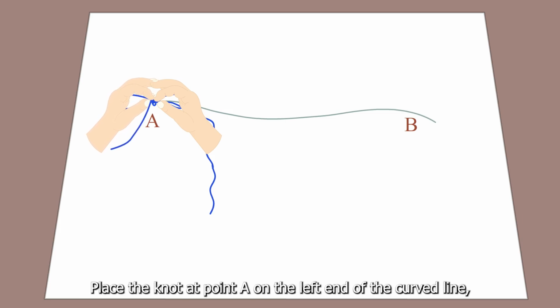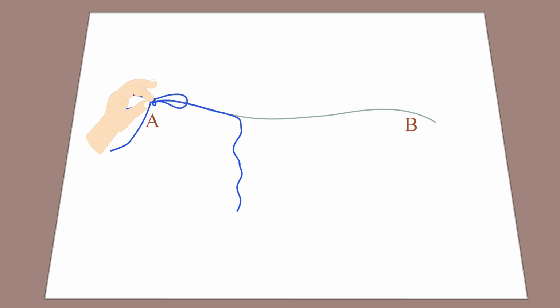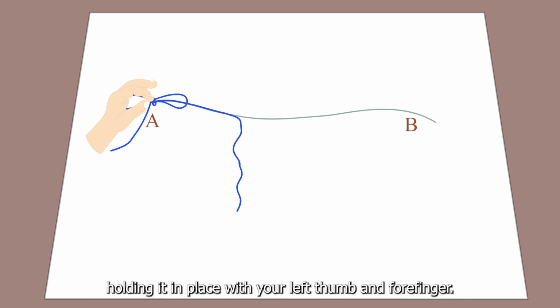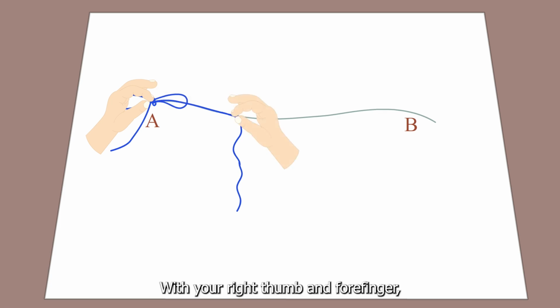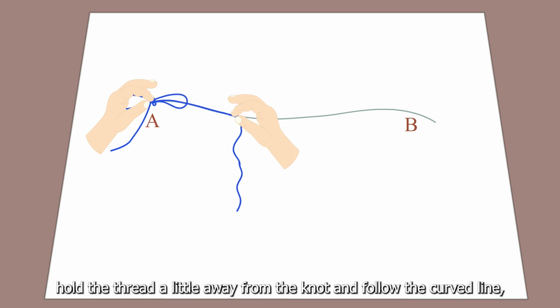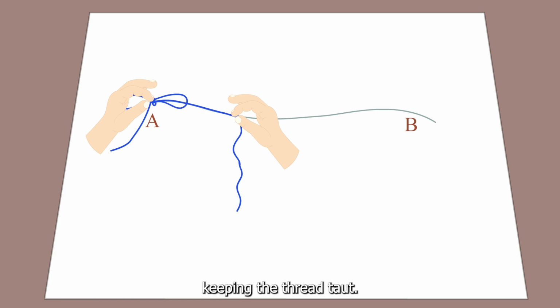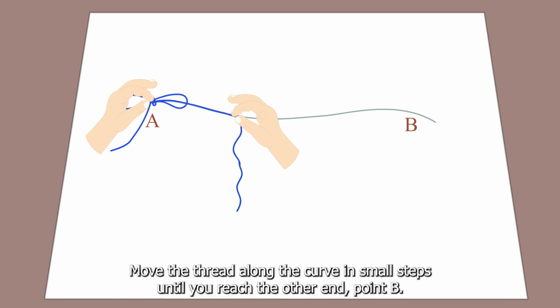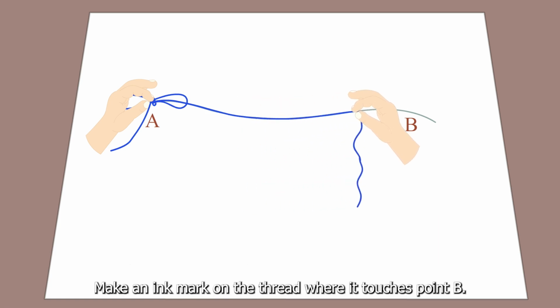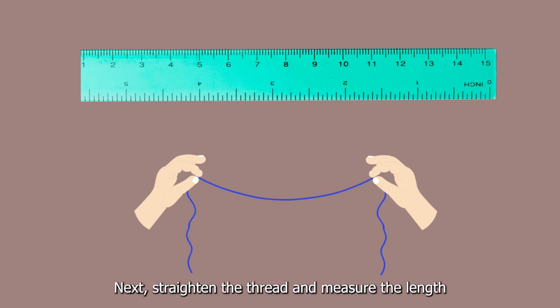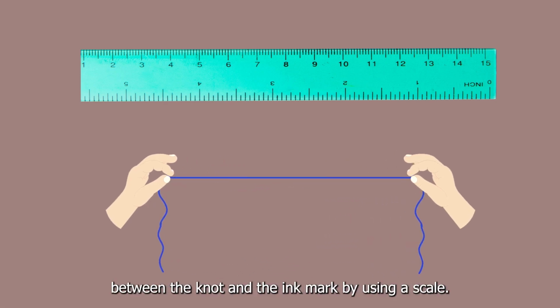Place the knot at point A on the left end of the curved line, holding it in place with your left thumb and forefinger. With your right thumb and forefinger, hold the thread a little away from the knot and follow the curved line, keeping the thread taut. Move the thread along the curve in small steps until you reach the other end, point B. Make an ink mark on the thread where it touches point B. Next, straighten the thread and measure the length between the knot and the ink mark by using a scale.